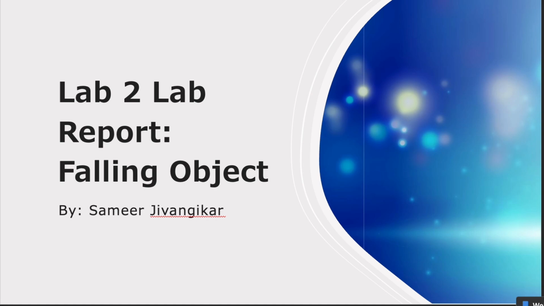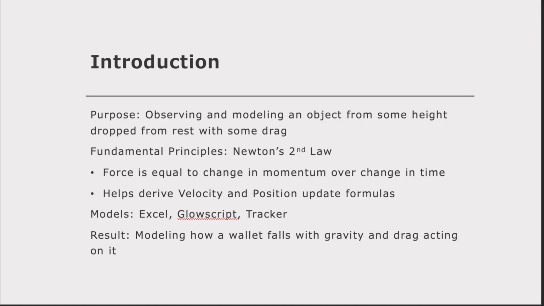2, The Physics of a Falling Object. Introduction. The purpose of the lab is to observe and model an object dropped from rest from some height with some drag. We use the fundamental principles from Newton's second law, or the momentum principle. It says that force is equal to change in momentum over change in time. This helps us derive the velocity and position update formulas.